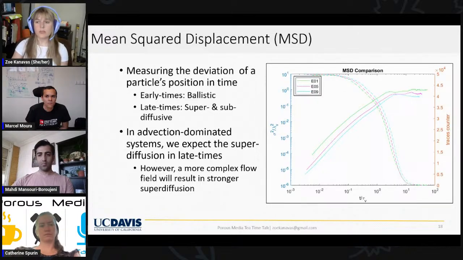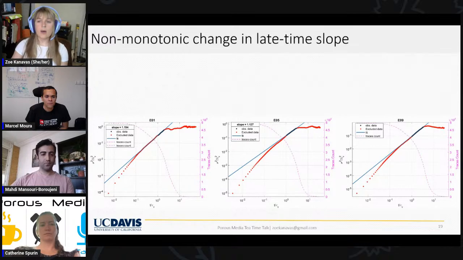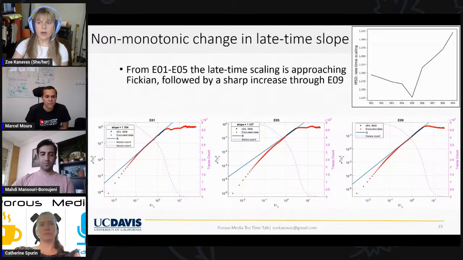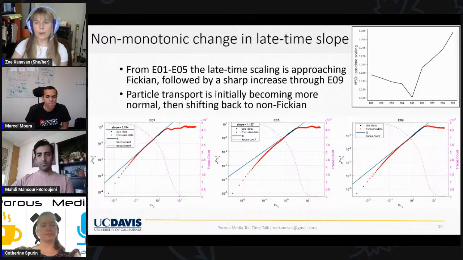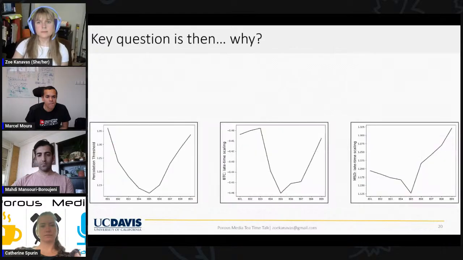After confirming that the ballistic regime is present in all of our samples, we compare the late time scaling. We found that from erosion step 1 to 5, the late time scaling is approaching Fickian, followed by a sharp increase through erosion step 9. Thus, while particle transport is initially becoming more normal, it eventually shifts back to being non-Fickian. So there is a clear correlation between the evolution of flow heterogeneity and transport metrics.